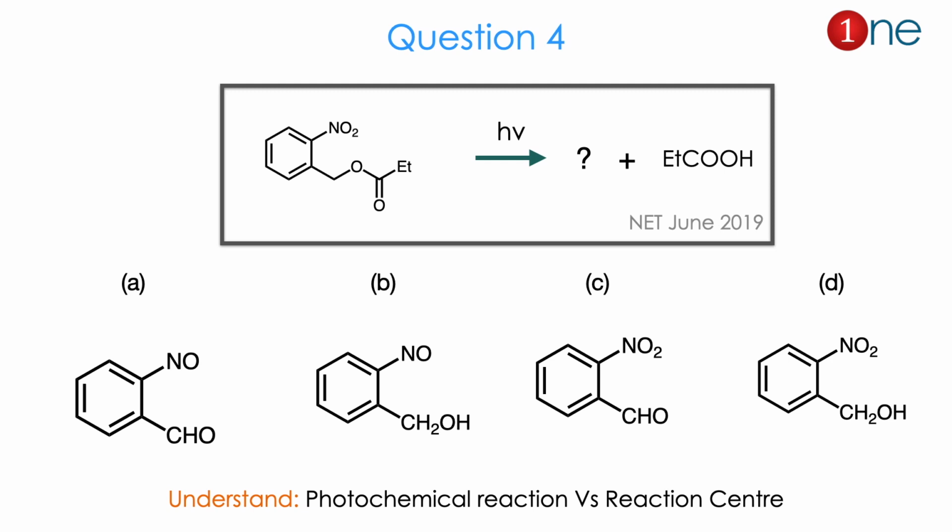In the 4 products, the side chain is vanished, and how it is vanished is the real question. And the fate of NO2 is also the question. Does NO2 get converted into NO or does it stay as such? So here you have to understand that photochemical versus reaction center is the real question. The answer is A. Let us see how.